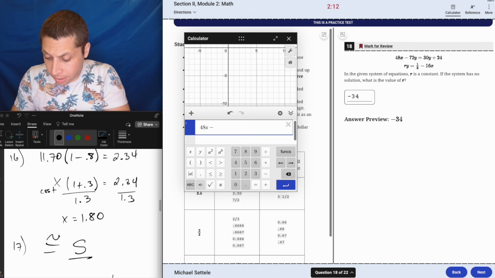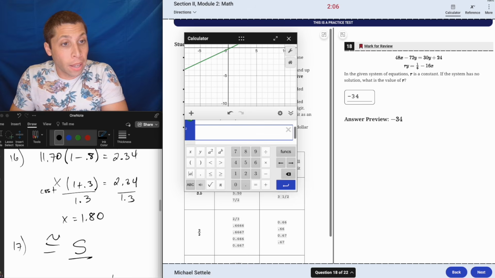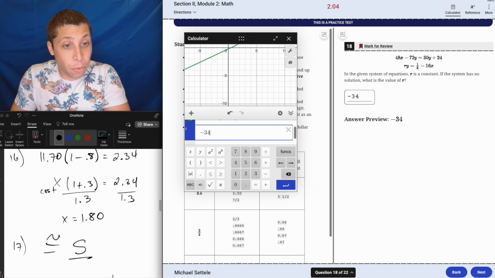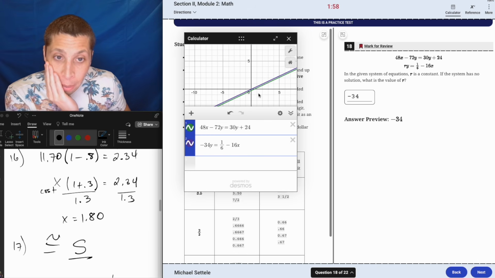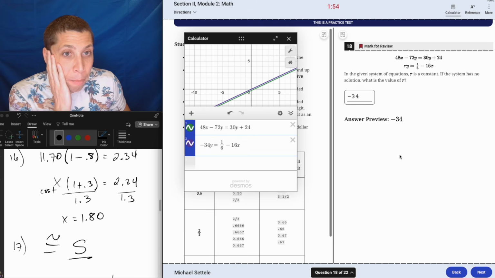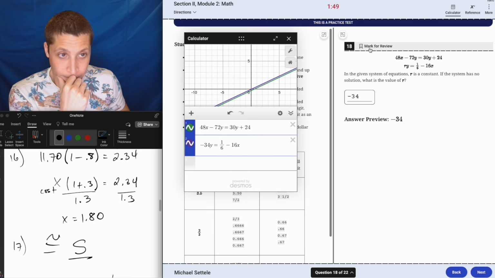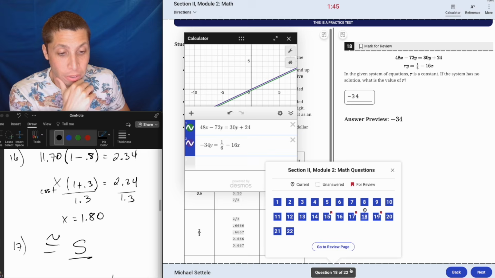48x minus 72y equals 30y plus 24, and negative 34y equals 1/6 minus 16x. Yeah, I mean, they're clearly parallel. You can see, I mean, definitely not bending anywhere. So that's proven. And you can't really do a slider to get that originally because negative 34 is such a weird number. You'll be at it forever.